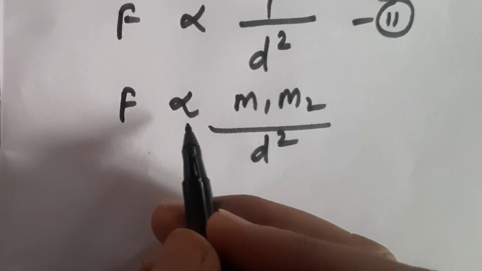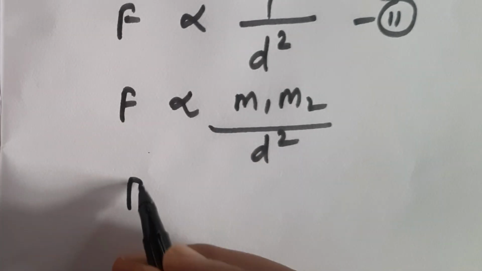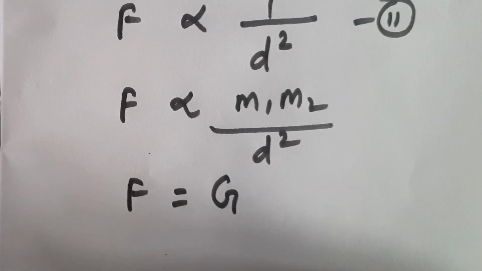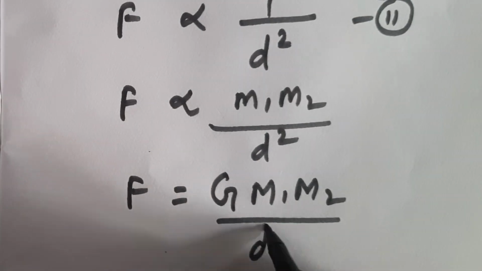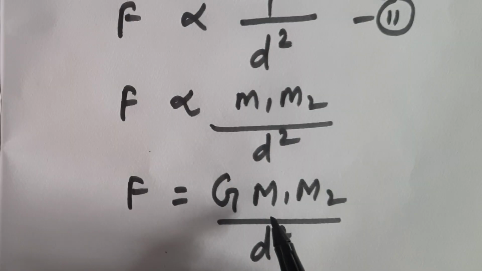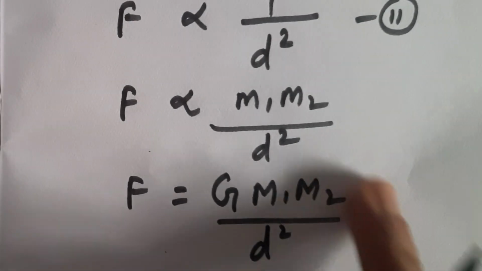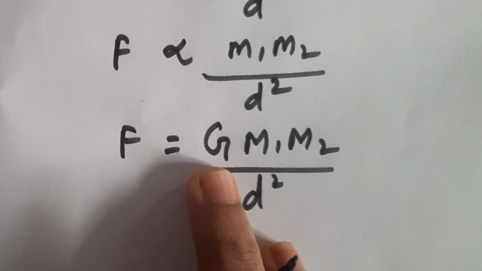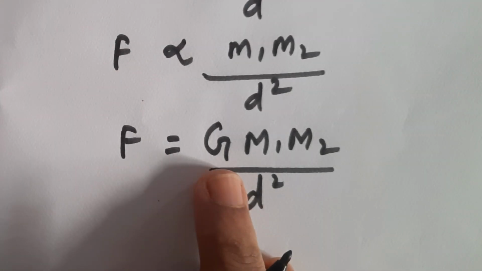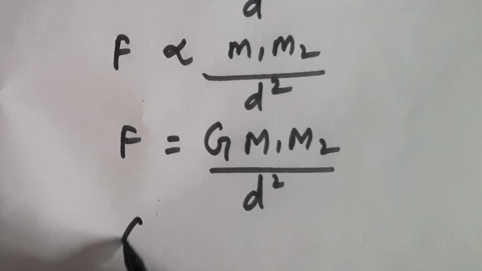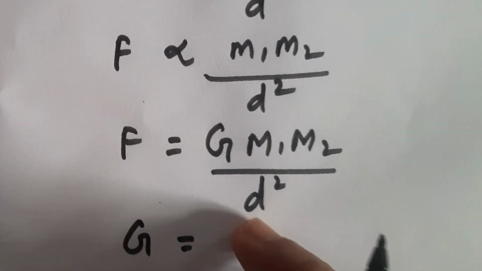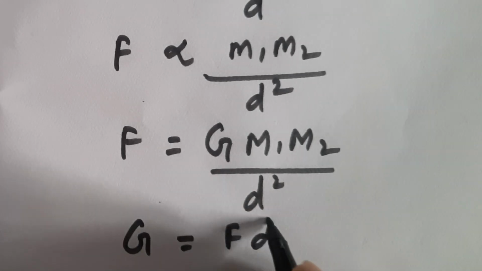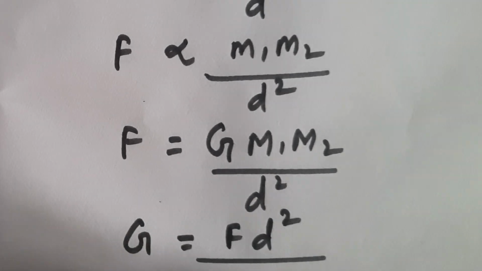Whenever we get a proportional sign, to remove it we need to use a constant. So let the constant be G. Now F is equal to G m1 m2 by d square. Here m represents the mass of the earth and d represents the radius of the earth. As all the values are known, we can find the value of G. G is a constant, but we can find its value by applying the values of the given terms. G will be F d square upon m1 m2 by cross multiplication.